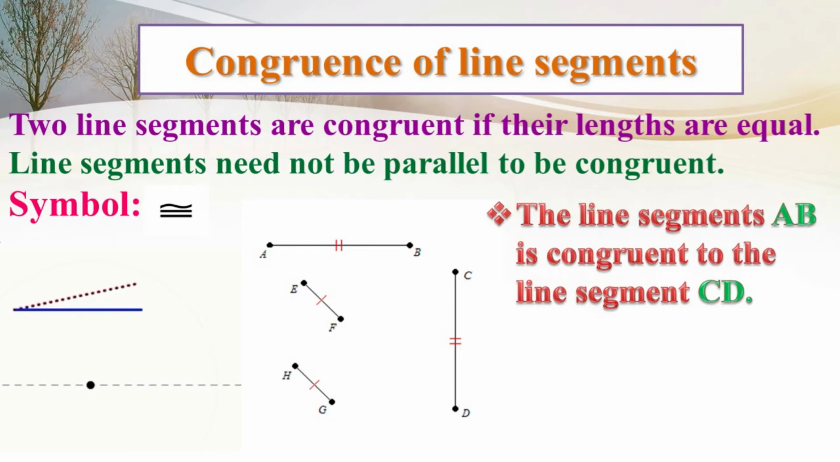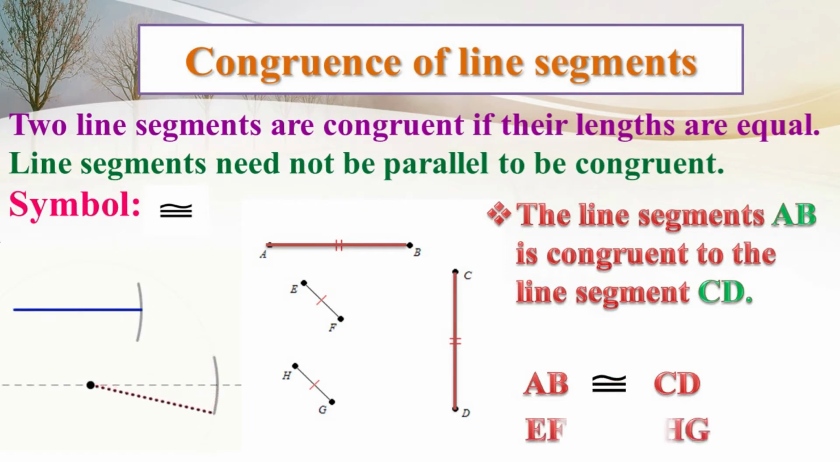How to represent AB and CD? AB is equal to CD because their measures are equal. Here we have to replace the equal to symbol with the concurrent symbol. Therefore, AB is concurrent to CD. Next pair is EF and HG. They have given one red line on these line segments, which represents that both are equal. Therefore, EF is concurrent to HG.